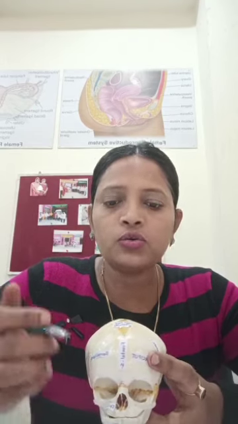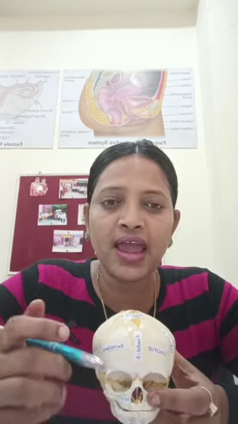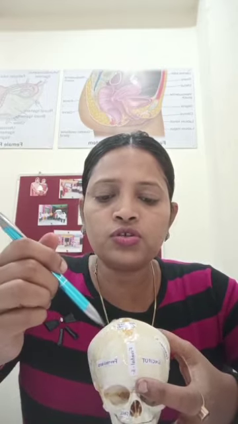Now, fontanelles. Generally, fontanelles are the soft, wide gap where the sutures meet. So, generally there are 6 fontanelles, but only 2 fontanelles are of obstetrical significance. First is the anterior fontanelle. See, this is the anterior fontanelle, and this is diamond in shape. And here the sagittal suture, coronal suture, and the frontal suture meet.